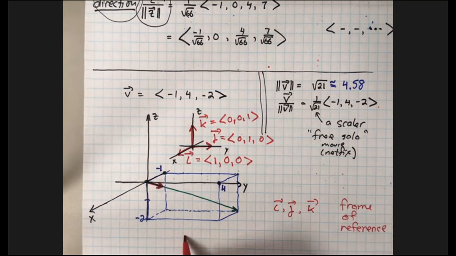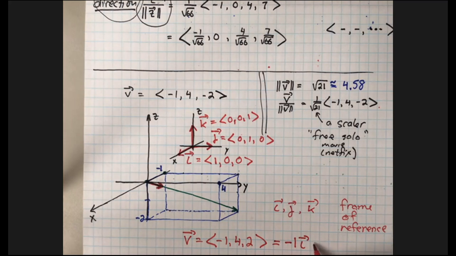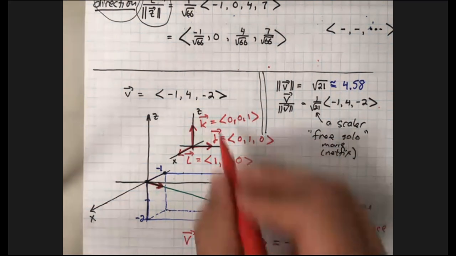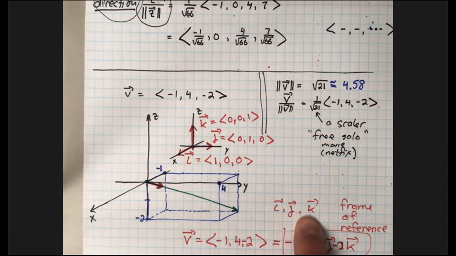And then some people prefer to describe a vector like minus 1, 4, 2 without the brackets by saying, take minus one copy of I, then add four copies of J, and add minus two copies of K. That was a minus sign. This is specifying the vector V in this frame of reference.